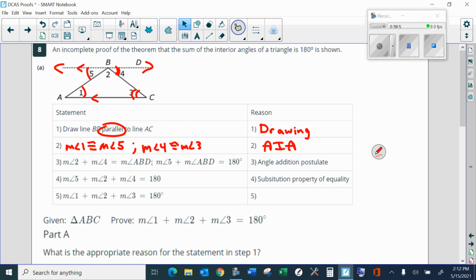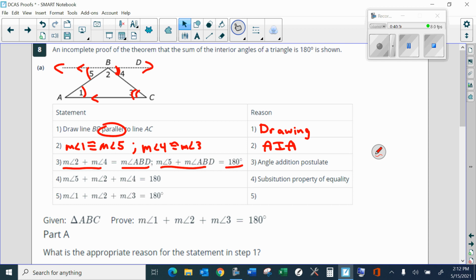Now, notice this, the measure of angle 2 plus the measure of angle 4 equals the measure of angle ABD. That's true. The measure of angle 5 plus the measure of angle ABD equals 180. Angle addition postulate. Remember, they added these two angles together to get that single angle. Added these two angles together. Equals 180. Okay, I haven't seen a proof done this way before.